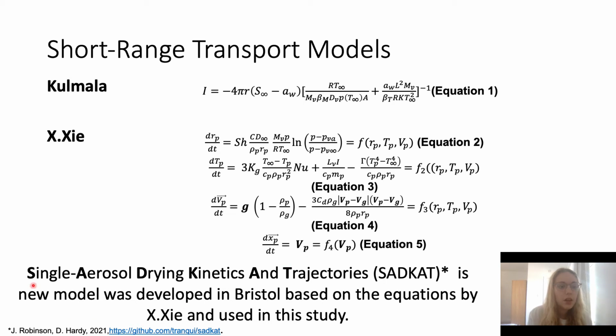Using these equations, the single aerosol drying and kinetics and trajectories model, SADCAP, was developed in Bristol, and this was based on the equations by XZ and is used in this study.